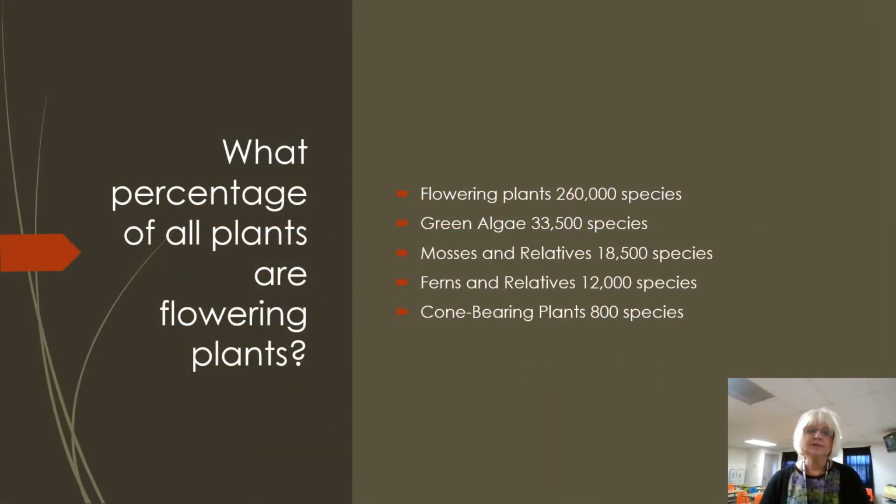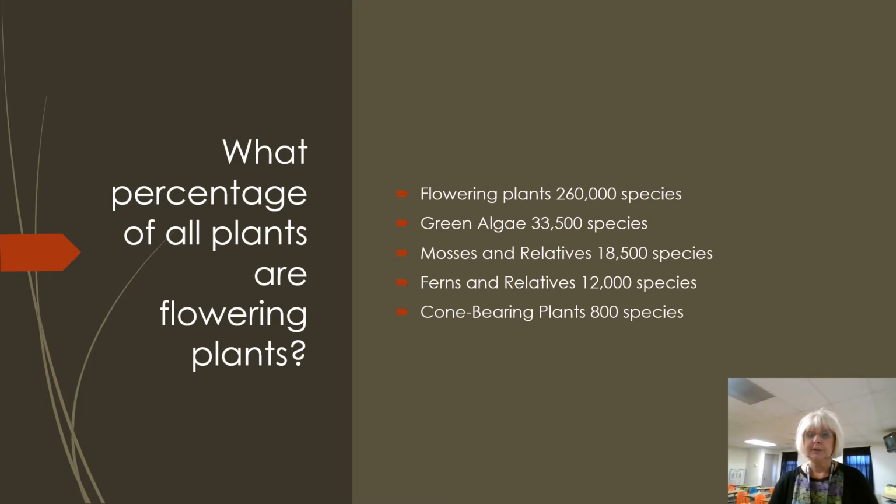So what percentage of all plants are flowering plants? Well, we know that the flowering plants, there are around 260 species. Your green algae, there's around 33,500 species. Your mosses and relatives, 18,500 species. Ferns and relatives, 12,000 species. And cone-bearing plants are 800 species.